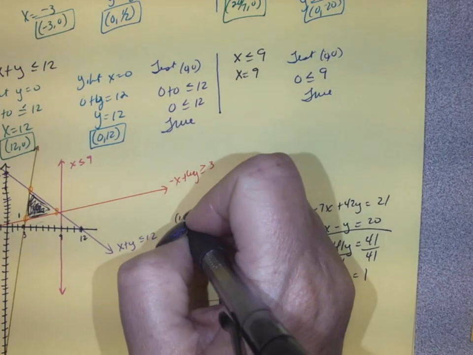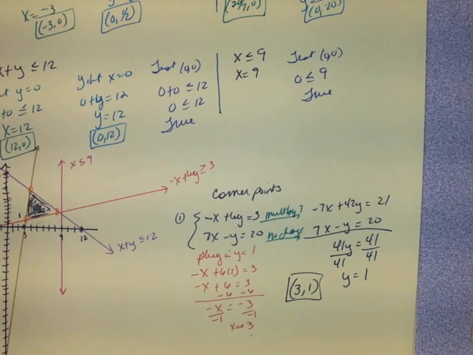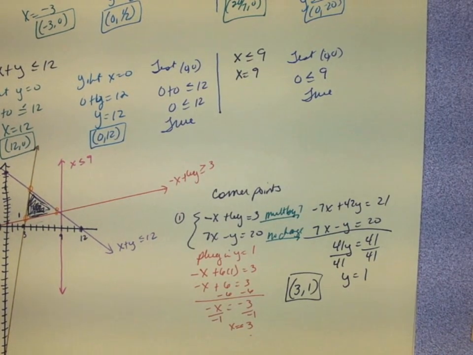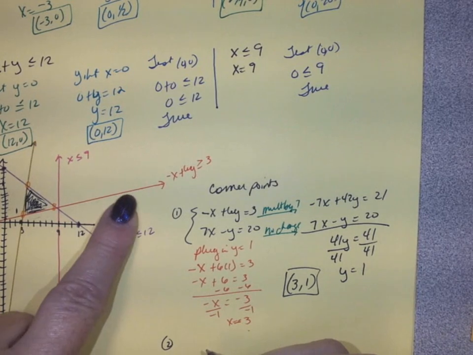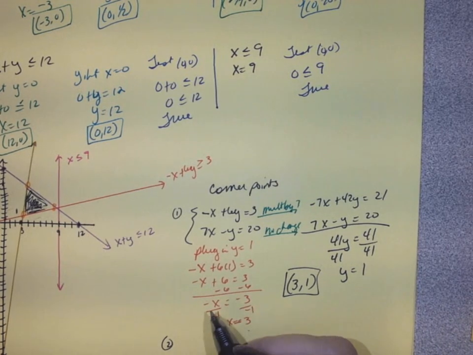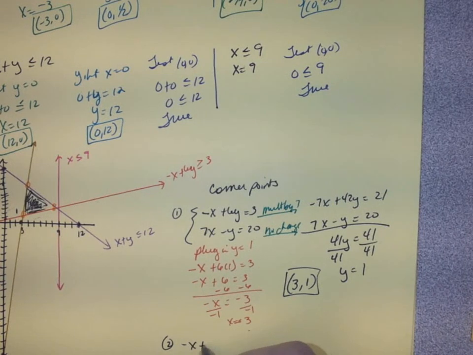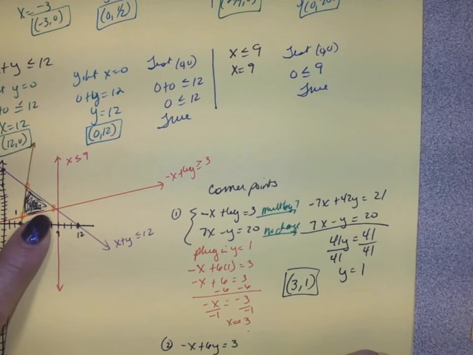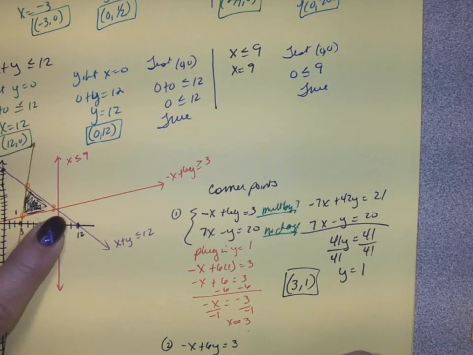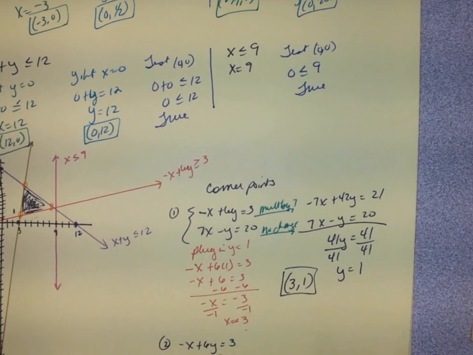This is like number 1, okay? Now, let's go find our second point. So for number 2, we gotta make a new system. So let's do the negative x plus 6y equal to 3, and we'll do the x equal to 9. So we're gonna do where these should overlap.